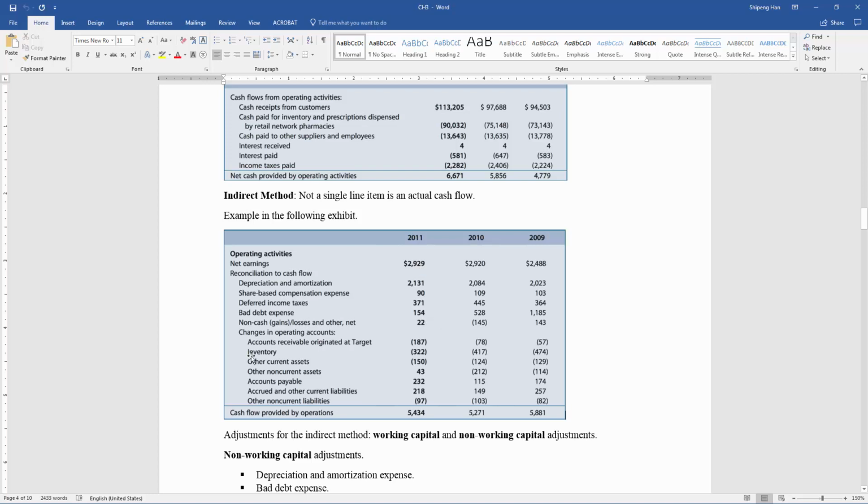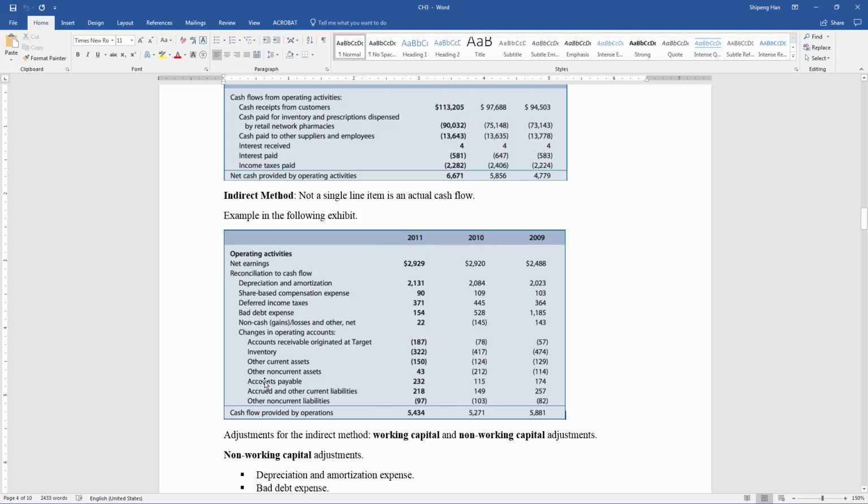And also there are some other working capital adjustments. The adjustments in this part are a mixture of positive and negative, depending on the change of each working capital item. For example, if the accounts receivable increase, it has a negative effect on the cash flow. So this actually represents the accounts receivable increase in 2011.